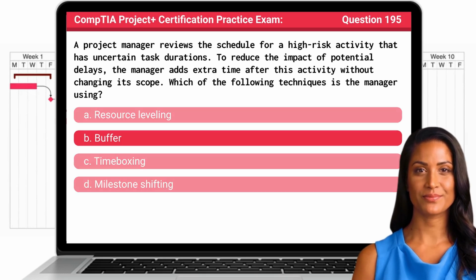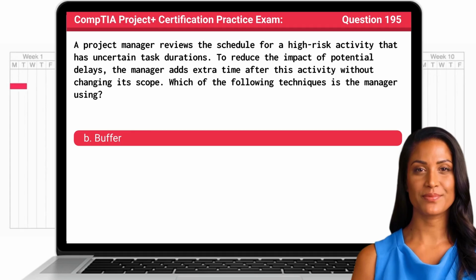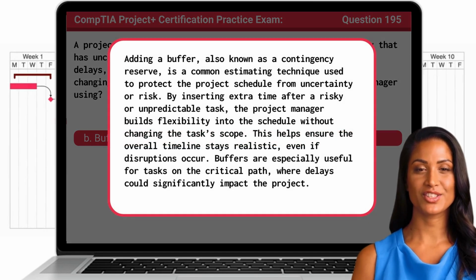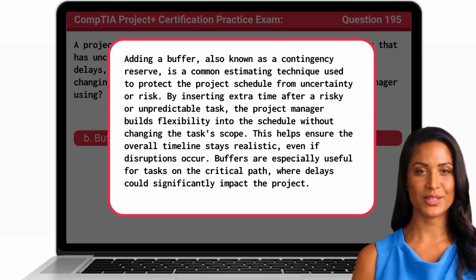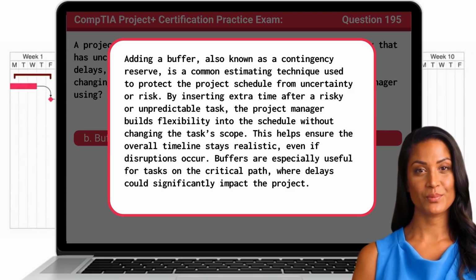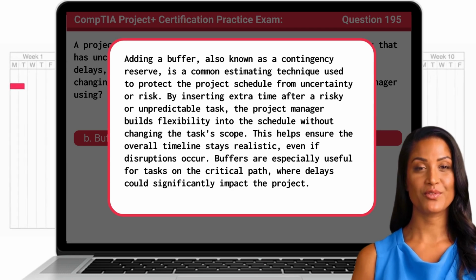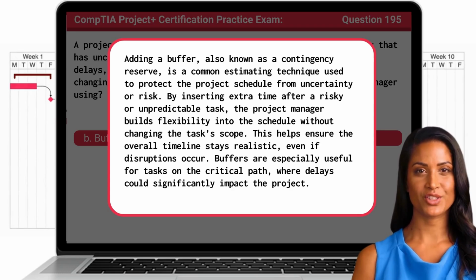The answer is B. Buffer. Adding a buffer, also known as a contingency reserve, is a common estimating technique used to protect the project schedule from uncertainty or risk. By inserting extra time after a risky or unpredictable task, the project manager builds flexibility into the schedule without changing the task's scope. This helps ensure the overall timeline stays realistic, even if disruptions occur. Buffers are especially useful for tasks on the critical path, where delays could significantly impact the project.